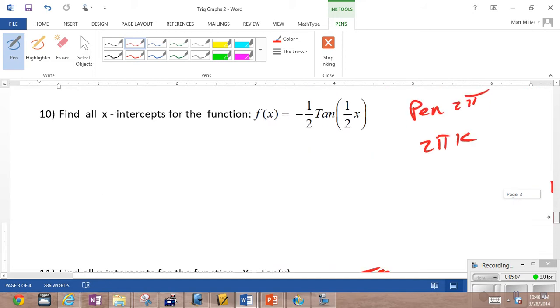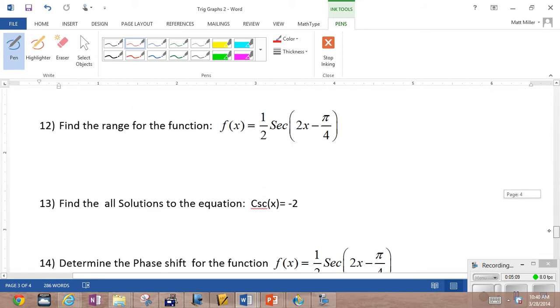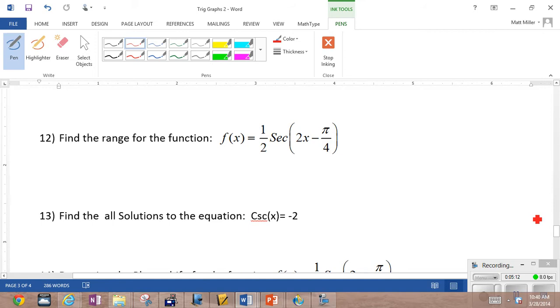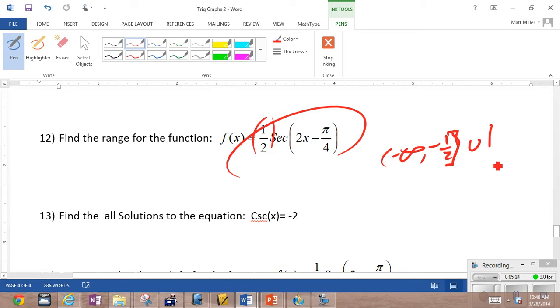Okay. Let's see what else we got here. Find the range of this. Well, then the range pretty much offset right there. It's from negative infinity to negative 1/2, and then I guess we can include that in union with 1/2 to infinity. All right. Find all solutions to cosecant x equals -2.